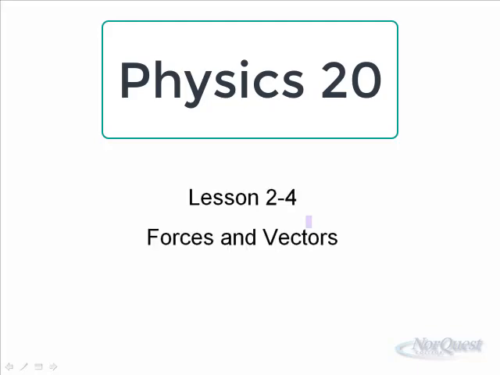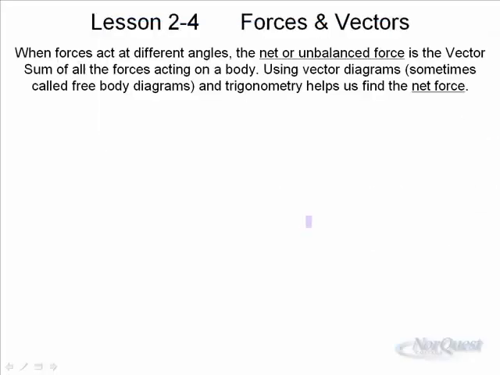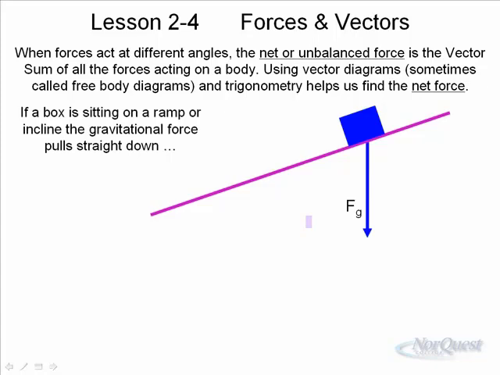This is lesson 2-4. We're talking about forces and vectors again. When forces act at different angles, the net or unbalanced force is the vector sum of all the forces. However, we have to use trigonometry to help us find the net force. So for example, if a box is sitting on a ramp or incline, the gravitational force, as you can see, is straight down. It moves towards the center of the earth.